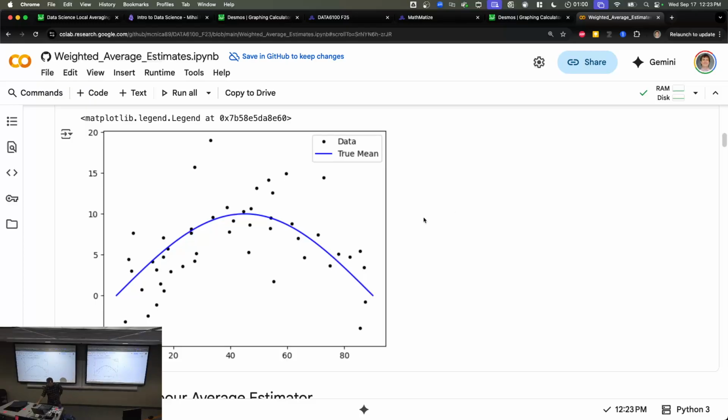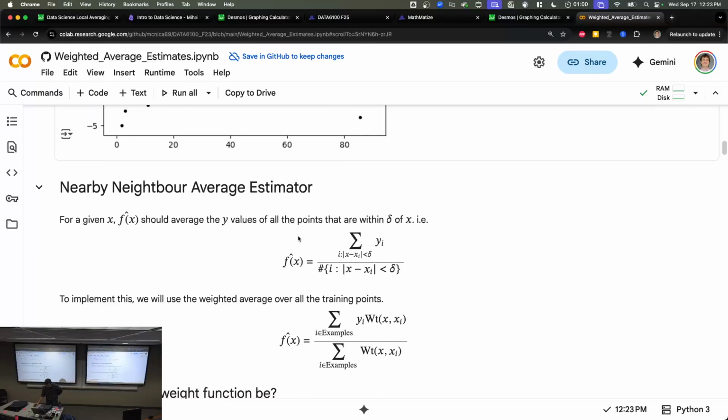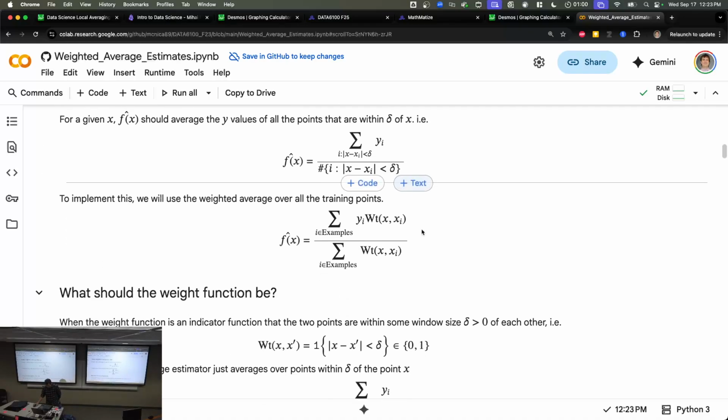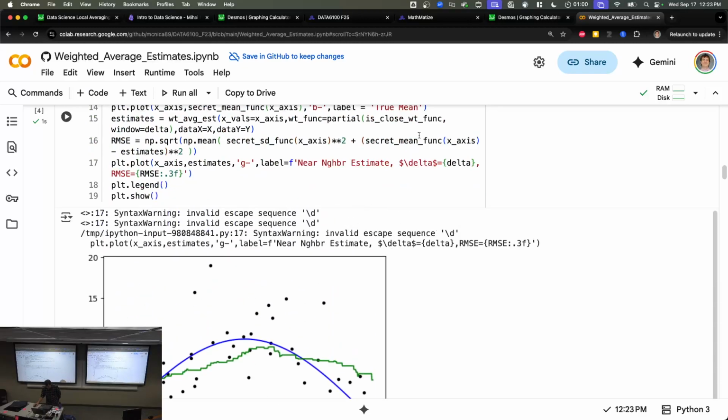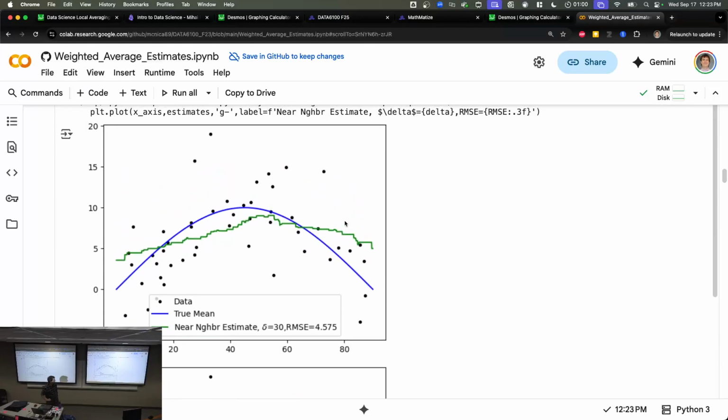Okay, and then we can do our average estimator. Here is how you would implement it in Python. It is f hat is a certain sum divided by the number. You can also generalize it to any weight. And it will look like this. So here are some different values. This is exactly like what we did in Desmos, but now in Python.